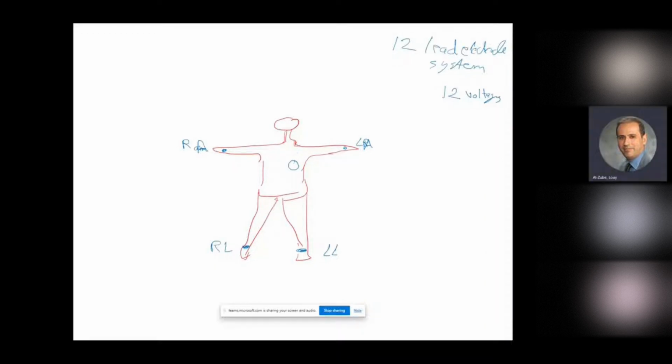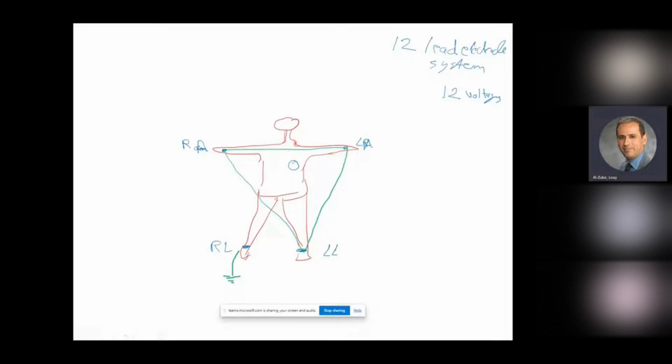I'm going to create the triangle. So this is a triangle between this electrode and that electrode, left arm and the right arm. It's like an invisible connection between the right arm and the left leg. And then I have this connection also. We have this triangle, right? And the right leg here is just the ground, right? So that is only ground for us. And that's the basic of the system that Einthoven developed.